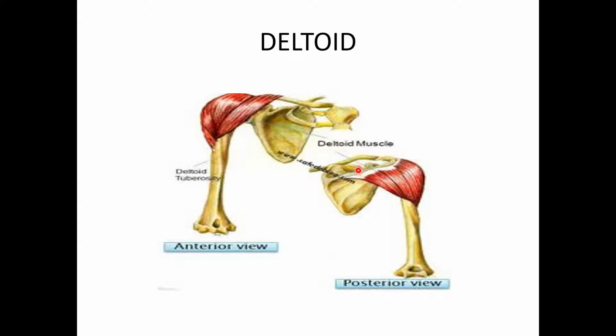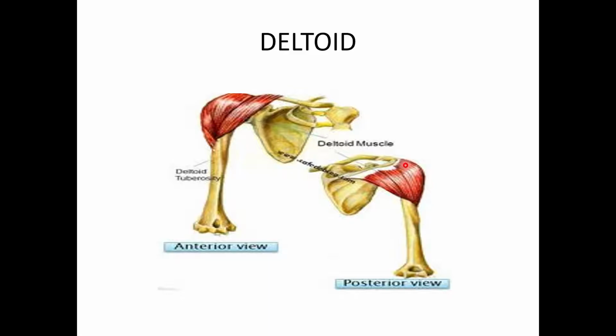Here we can make out the origin of the posterior fibers. Yes, the posterior fibers take their origin from the lower lip of the crest of the spine of the scapula. And the middle fibers take their origin from the lateral border of the acromion process. This is about the origin of the muscle.